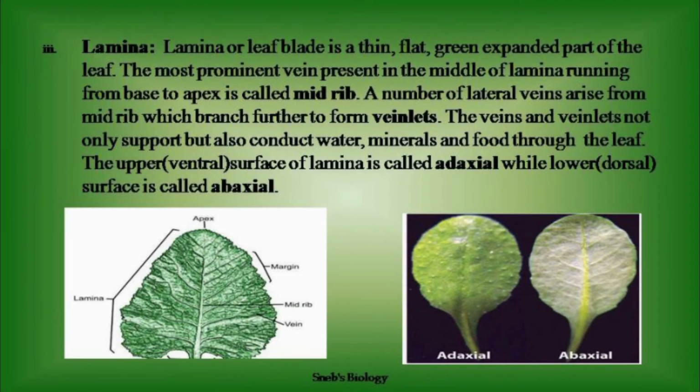Next is lamina or epipodium. Lamina is a thin, flat, expanded part of the leaf. Midrib is present at the middle of the lamina, running from its base to apex. Lateral branches arise from the midrib, which further branch to form veinlets. The veins and veinlets not only support but also conduct water, minerals and food through the leaf. So these are the various parts of the leaf and their modifications.